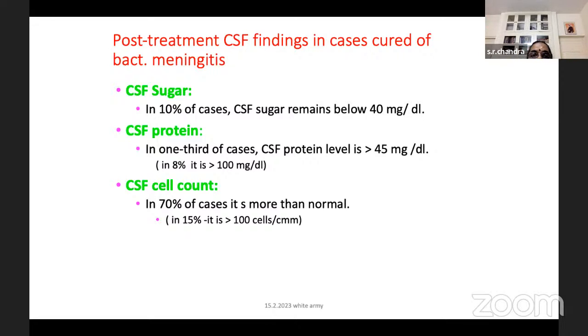And CSF protein, in 1/3 of cases, the CSF protein level is more than 45 milligram per deciliter. And cell count, in 70% of the cases, it is more than normal. So at the end of 2 weeks, if the cell count remains high, protein remains high, and sugar remains low, there is no need to get alarmed. Actually, there is no recommendation to repeat a CSF in acute bacterial meningitis after 2 weeks, unless there is some kind of clinical suspicion like persistent constitutional symptoms.